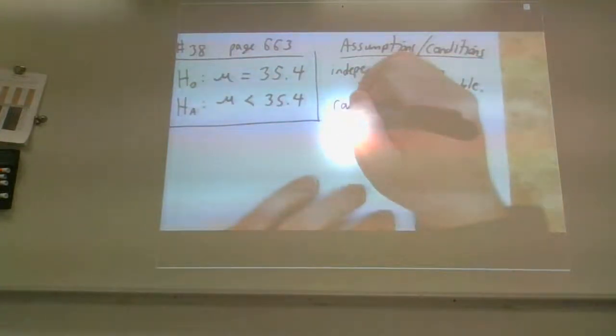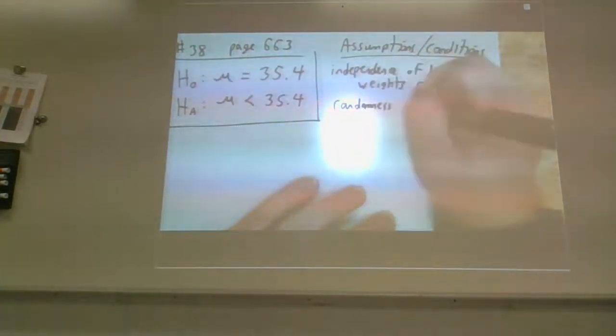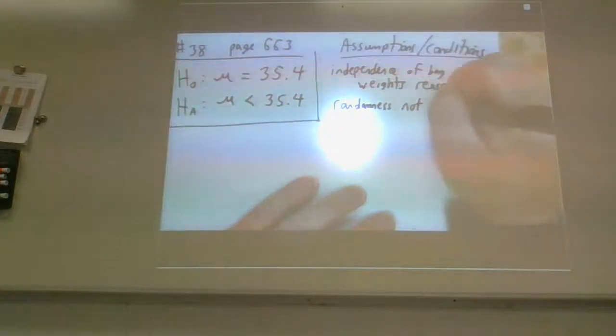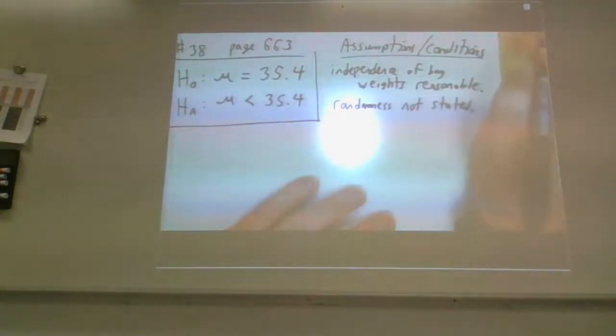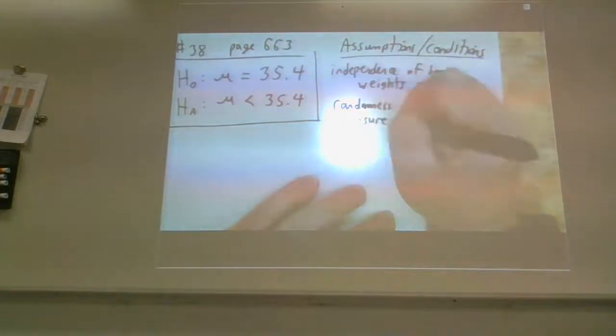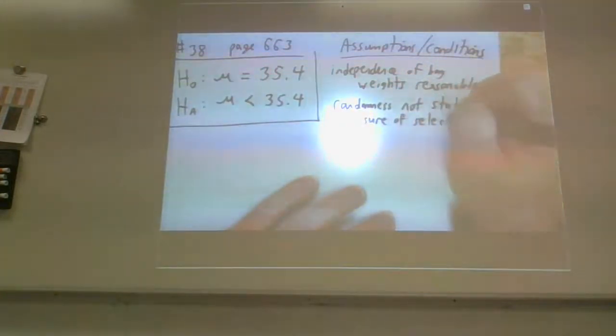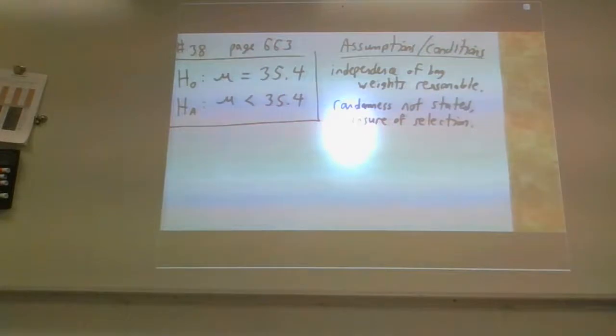I am going to state this: randomness not stated. Unsure of selection. Again, just being completely honest with the problem. The problem never stated that it was random, and we're unsure how these bags were actually selected. Was it 6 kids independently going to the supermarket and each getting their own bag of Fritos on their own time? Was it the teacher who bought them all at once and just brought them in? I don't know. So we're really unsure of the selection randomness, but let's just see what happens.